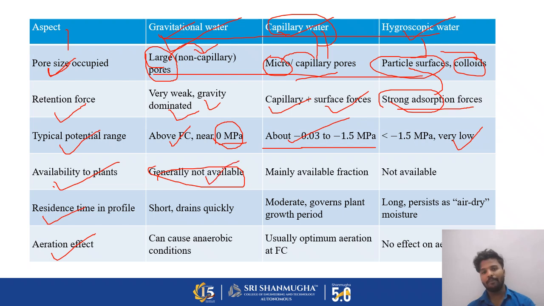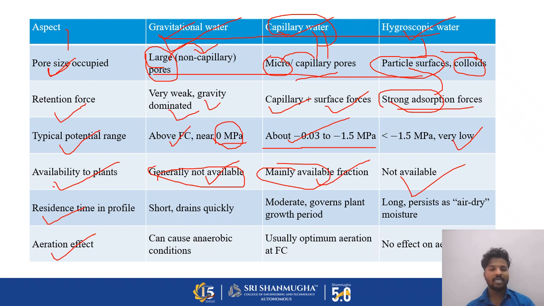Then the next one is capillary water. Capillary water is the main available source for plant growth. This water is the main source of plant growth, available for root absorption. And hygroscopic water, as well as gravitational water, is also not available for plant growth.